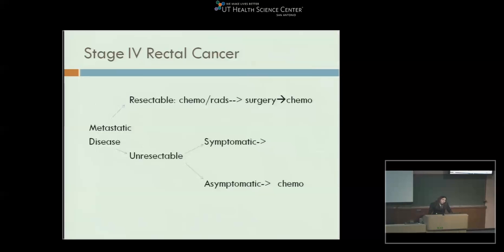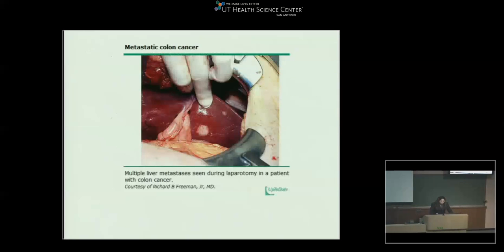If it's unresectable, however, then you go by whether it's symptomatic or not. If it's asymptomatic, then you do chemotherapy only. If it's symptomatic, then there are multiple options that you can do depending on what the symptom is. And I'll talk in more detail about these later, but they do include stenting, formaldehyde ablation, laser ablation, etc. This is just an example of a metastatic lesion in the liver, a laparotomy.